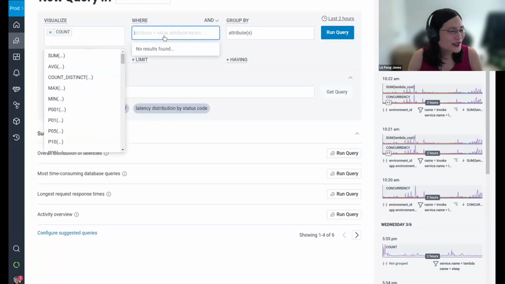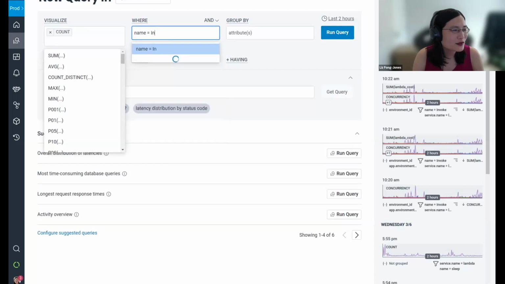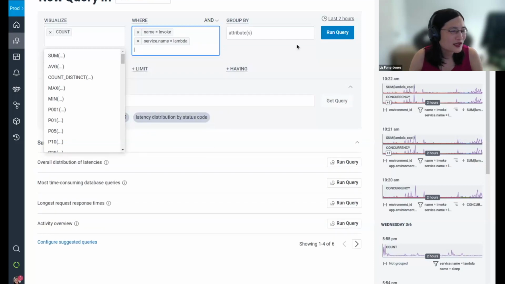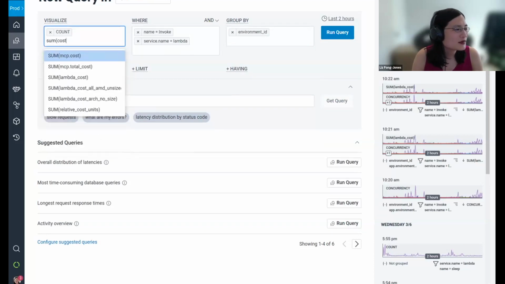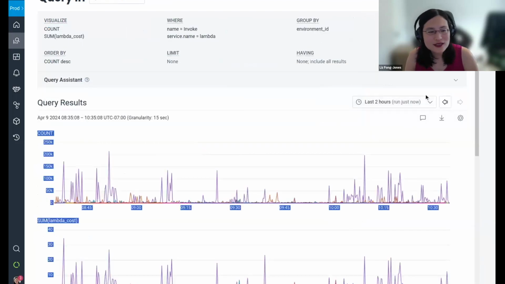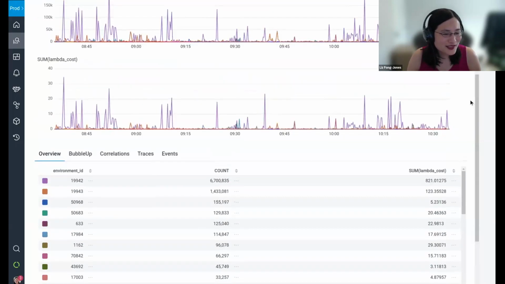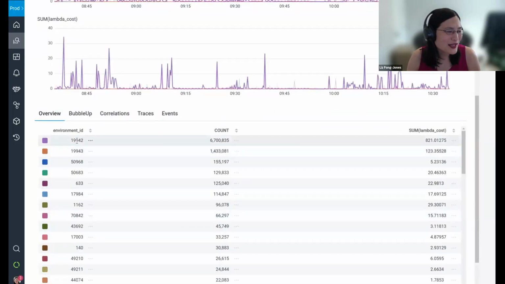So let's reproduce that query that I showed you at the beginning. So name is invoke, service name is Lambda, and let's group it by tenant ID, and let's show you some of cost. So this is now a live look at 2 hours of data. And you can see that we have one customer who is very well known to us, but I'm not going to name them on stream. But here's an opaque ID number, right?